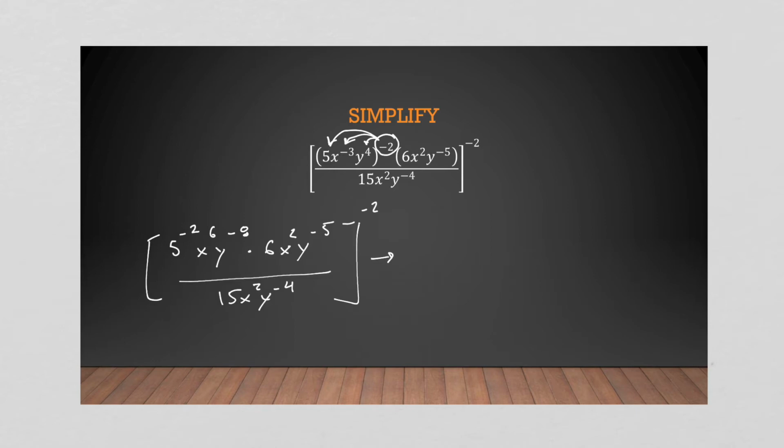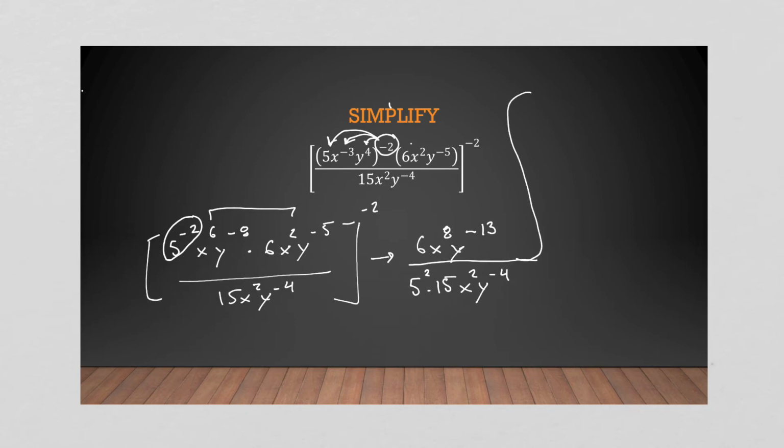So that gives me the 5 to the -2. I'm going to bring down right away, make it a positive. So now I have 5 to the +2 times 15 on the bottom. And then I'll keep the x squared and the y to the -4 for now. And now I will combine, so the 6 stays at the top, and then I will combine the x to the 6 and x to the 2 to give me an x to the 8, and a y to the -8, y to the -5 gives me y to the -13.